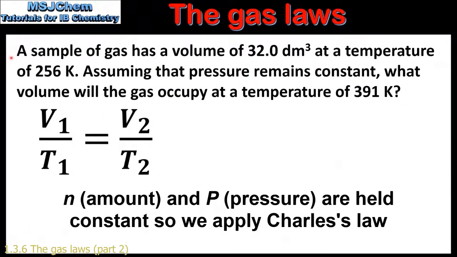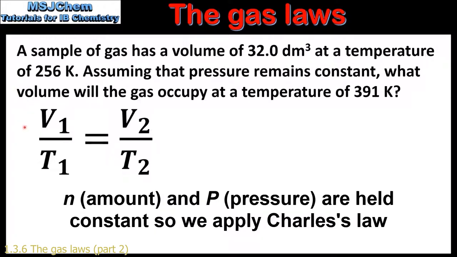In our next example, we have a sample of gas with a volume of 32.0 cubic decimeters at a temperature of 256 Kelvin. Assuming that pressure remains constant, what volume will the gas occupy at a temperature of 391 Kelvin?